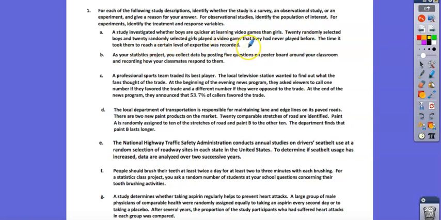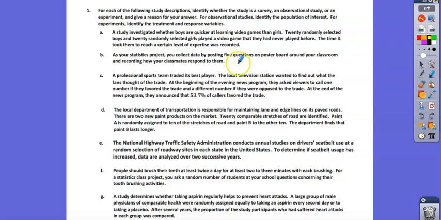This is an observational study. The children were observed and no treatment was administered to them. The population of interest was all boys and girls who play the video game that had never played before. So the study was to see who was quicker at achieving certain levels of expertise, but it's not an experiment, it's an observational study.